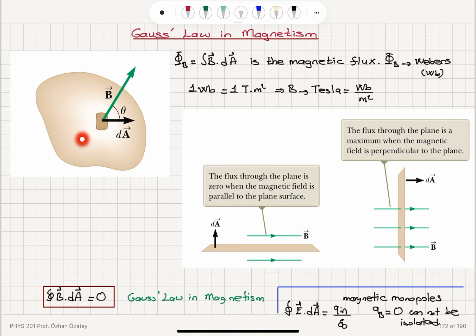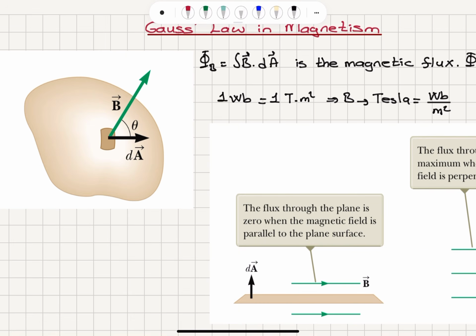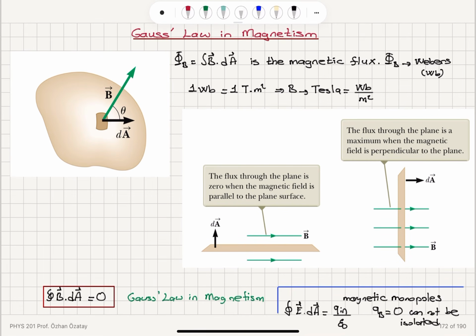So we talked about Gauss law in magnetism. First, we defined the magnetic flux as the dot product between magnetic field and the area vector when we consider an area element with area vector dA here. If the angle between them is theta, it is B dA cosine theta. The flux is measured in Webers, and 1 Weber is 1 Tesla meter square, or you can say B field is measured in Webers per meter square.